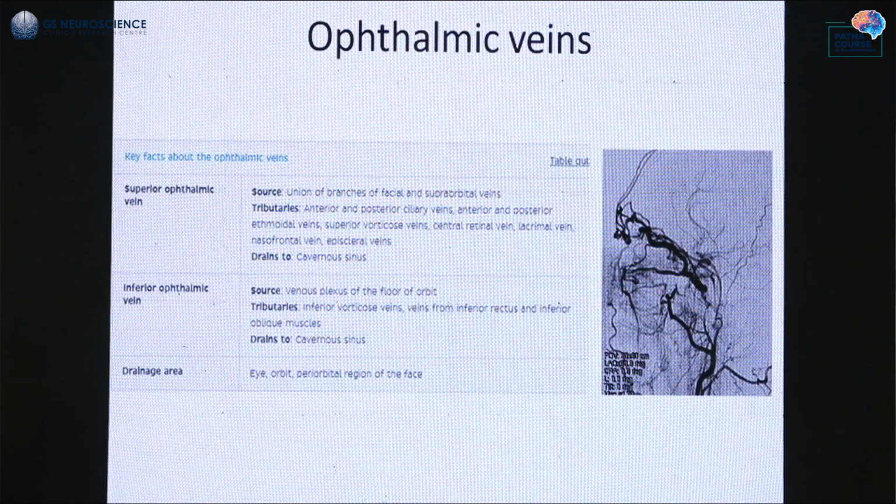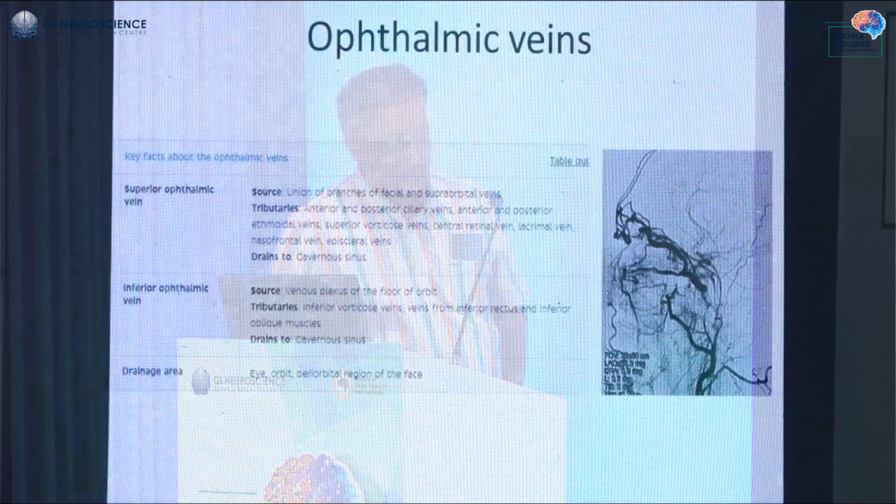So basically, the superior ophthalmic vein gives branches to the facial and the supraorbital veins. This is the inferior ophthalmic vein, which is the source for the venous plexus for the floor of the orbit. So these venous channels become prominent when there is a retrograde flow, when there is a fistulous connection.